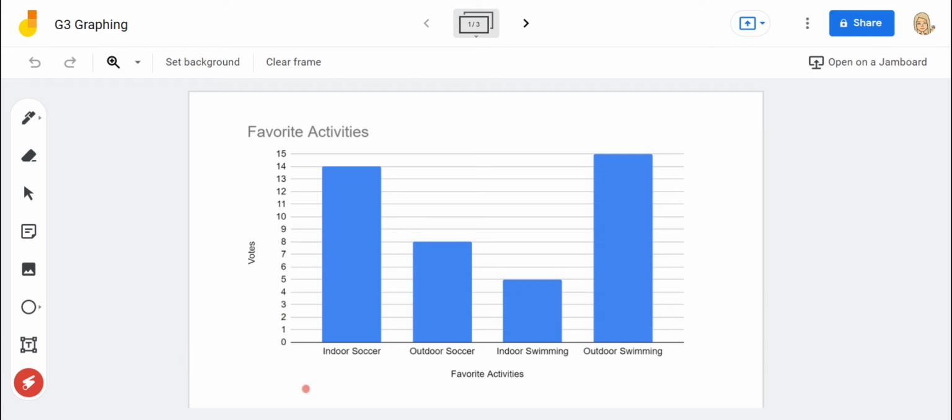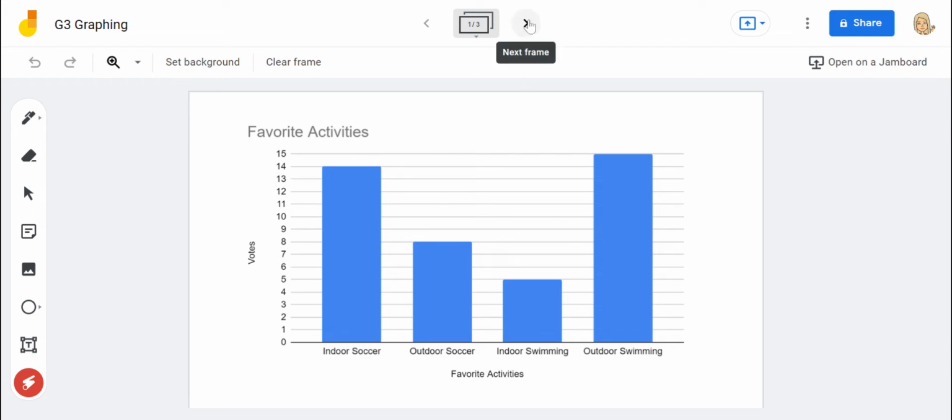Hi friends, today we're going to learn how to read a scaled bar graph. As a reminder, a bar graph shows data in different categories and how many there are in each category. For example, on this graph of favorite activities, notice that indoor soccer shows 14 votes because the bar that represents indoor soccer goes up to the line that represents 14. Outdoor soccer, on the other hand, got 8 votes.